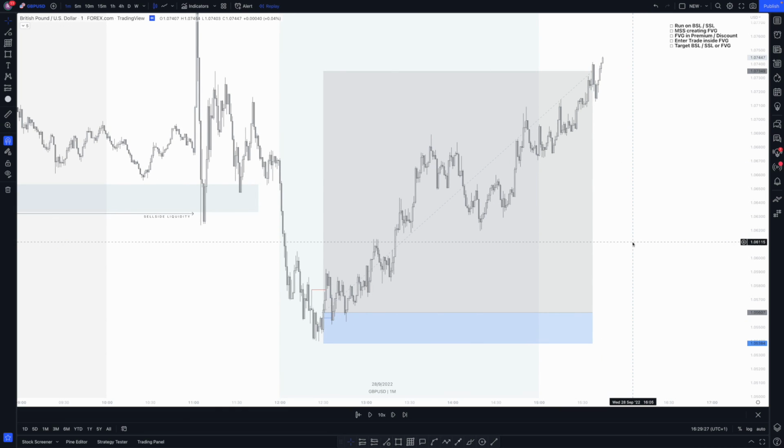So that's the overall checklist, guys, and just a couple of examples to explain it a little bit better. Some people might be confused around here because we've taken sell side liquidity and we've not taken a trade. But obviously we can't take a trade because it's not within the London or New York kill zone.